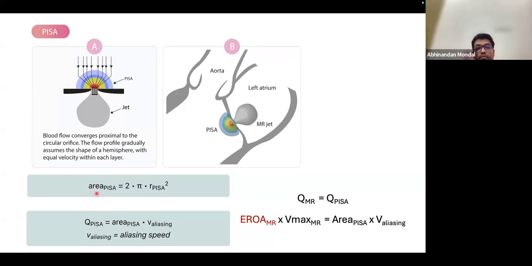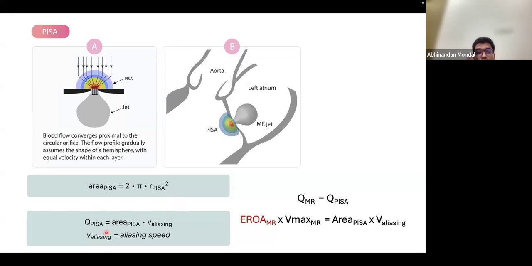So blood flow converges proximal to the circular orifice, and gradually assumes the shape of a hemisphere with equal velocity within each layer. So this is the MR jet, and there is a PISA formation on your LV side. The area of the PISA, if we know the radius, we can know from the formula: 2 into pi into r PISA square.